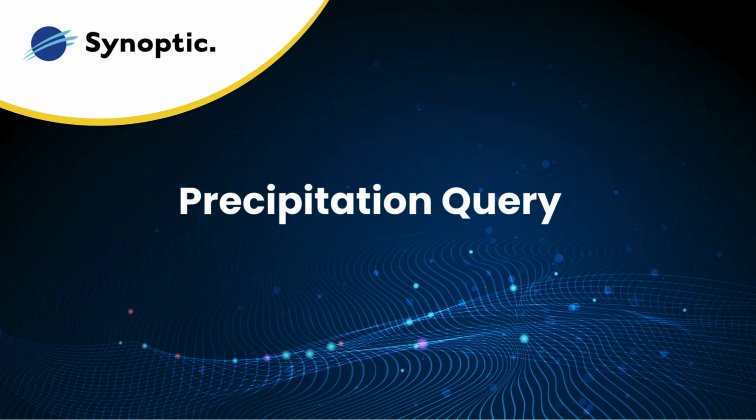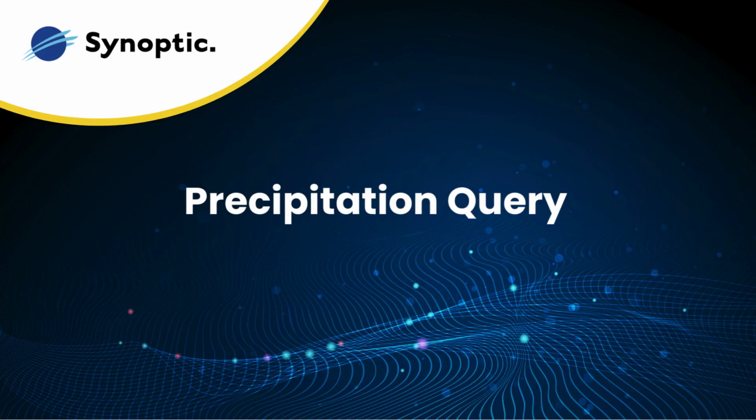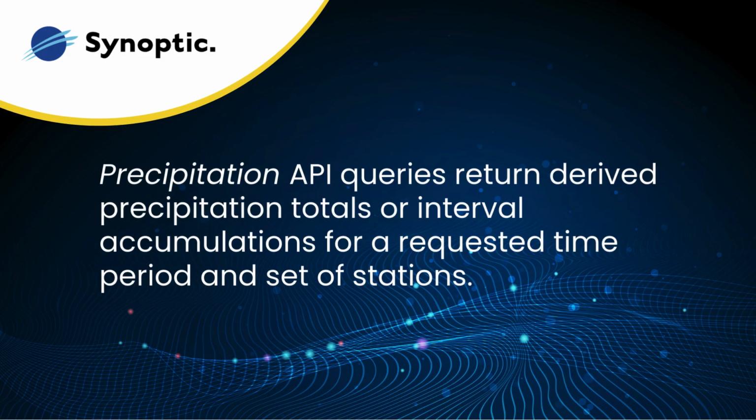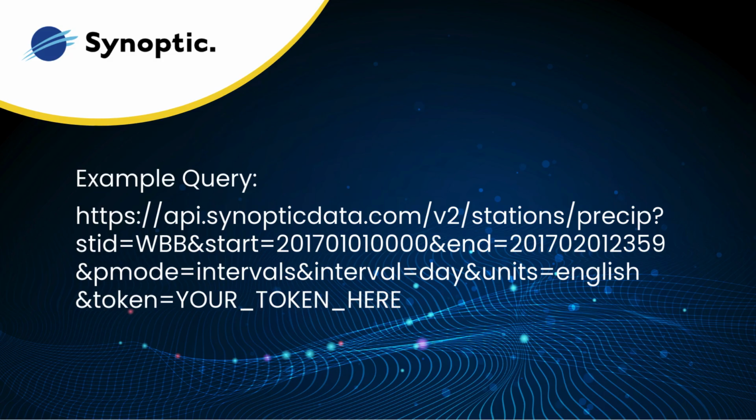Moving along with precipitation. Precipitation queries return derived precipitation totals or interval accumulations for a requested time period and set of stations. This is especially useful for analyzing rainfall patterns, daily totals, or tracking storm events over time. Here we have an example query which follows the basic Synoptic API query format, with STID being set to the station we require, in this case WBB or William Browning Building.